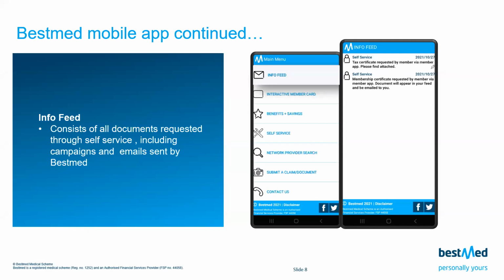You will see your detailed email statement. You will see your claims that have been submitted. You will see if BestMed sent out a certificate of membership or a tax certificate to you. All of it you will be able to get on the info feed screen.